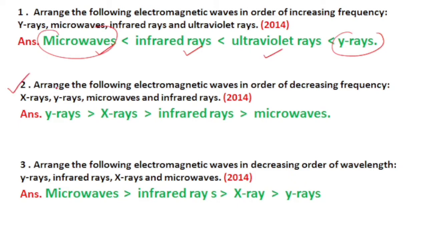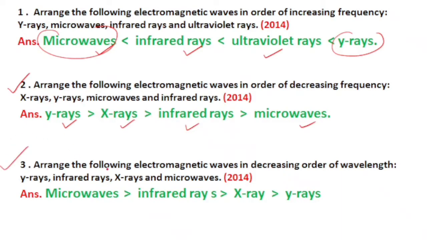Now next question number 2, arrange the following electromagnetic waves in order of decreasing frequency, which means it is the reverse of question number 1. Decreasing frequency means first you have to write those waves which have maximum frequency, it means gamma rays, then X-rays, then infrared rays, and last microwaves, right? Hope it's clear to all of you.